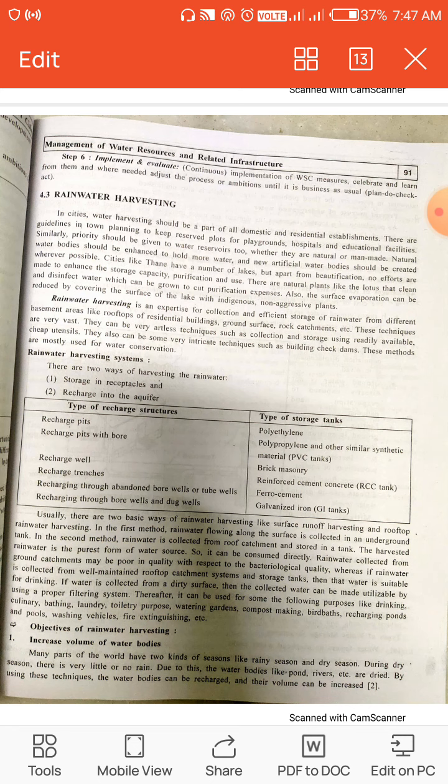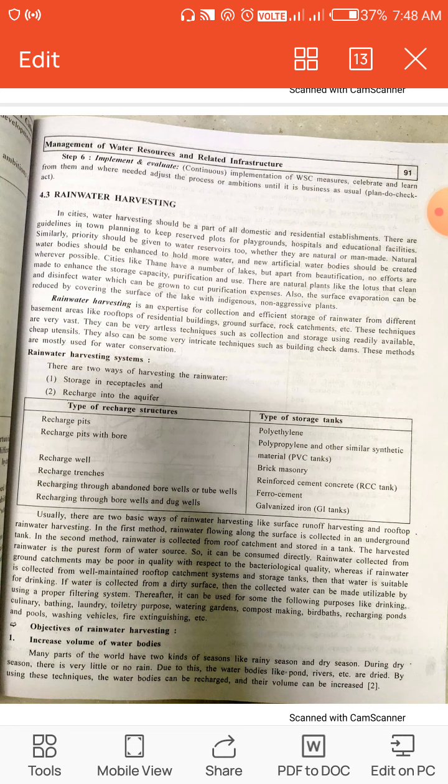So first of all, we construct a water tank, a groundwater tank, and all the rain which is coming from the roof is collected in a water tank through the pipes. And at the time at which rain is not coming, at that time we use this saved water in our house, and also use it for irrigation purposes.